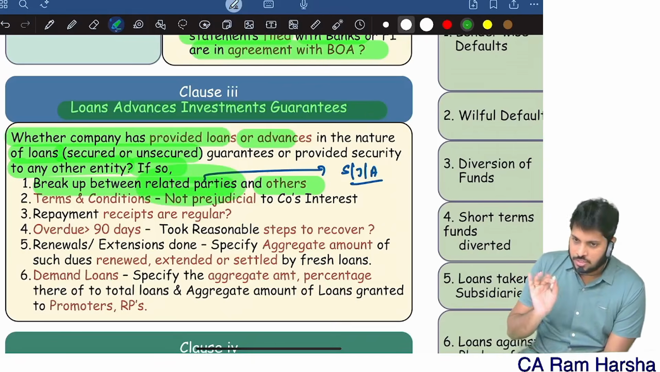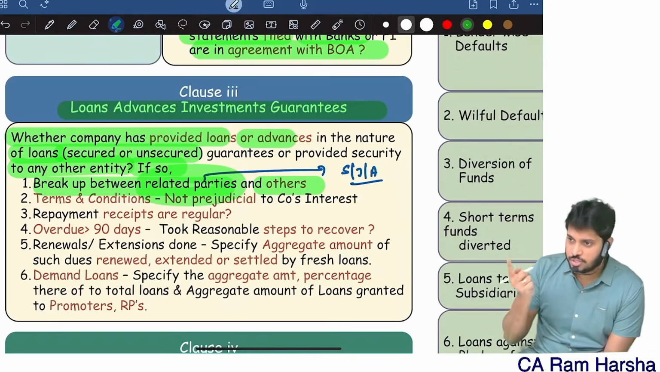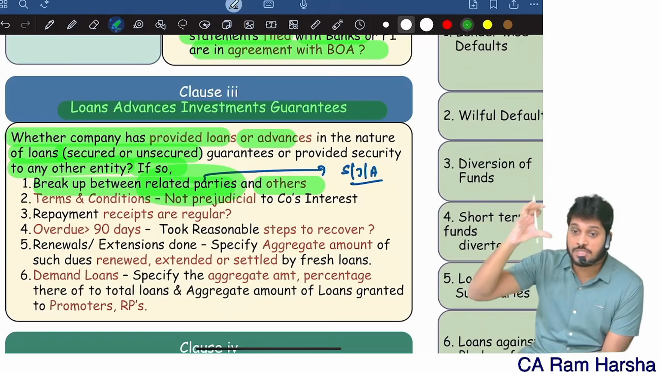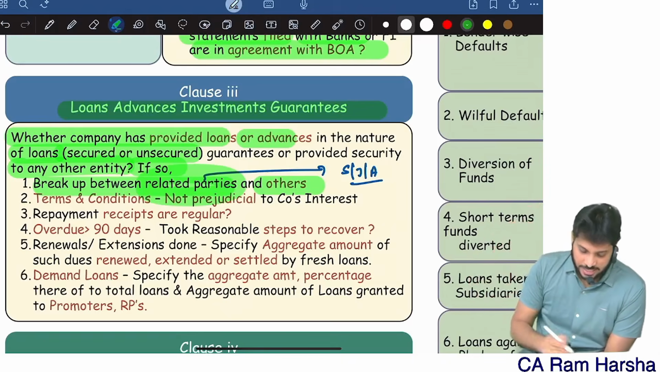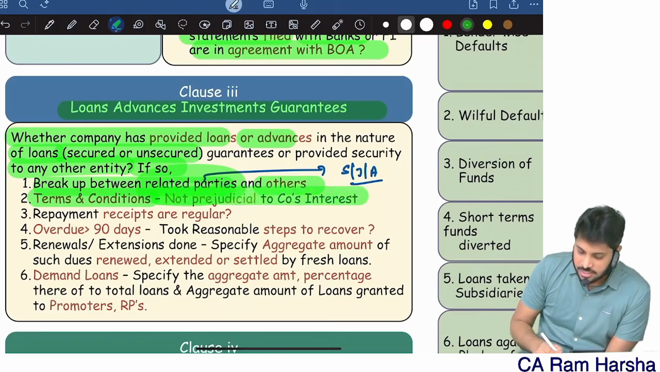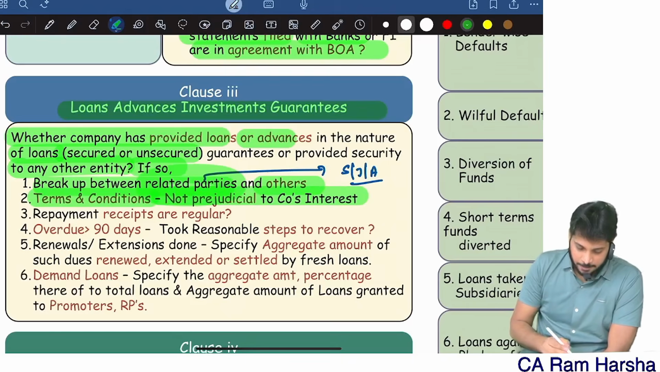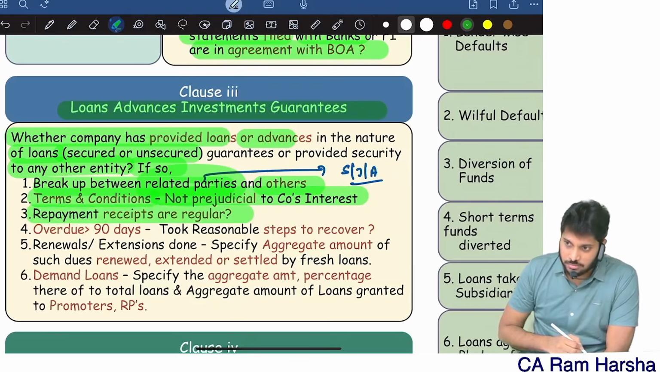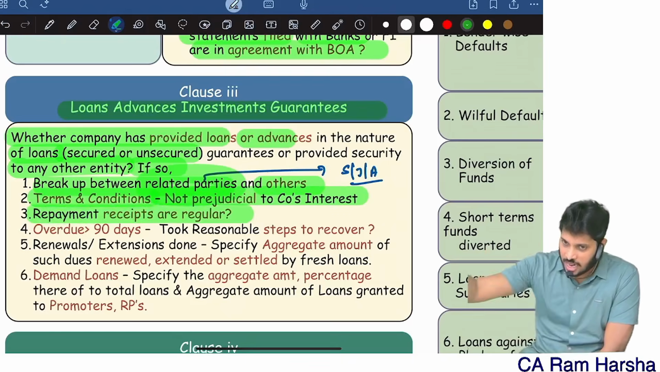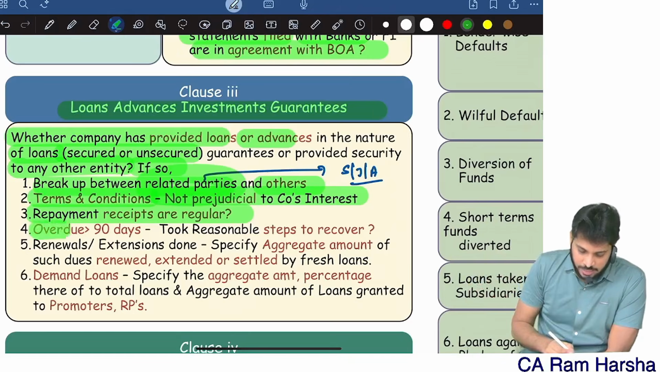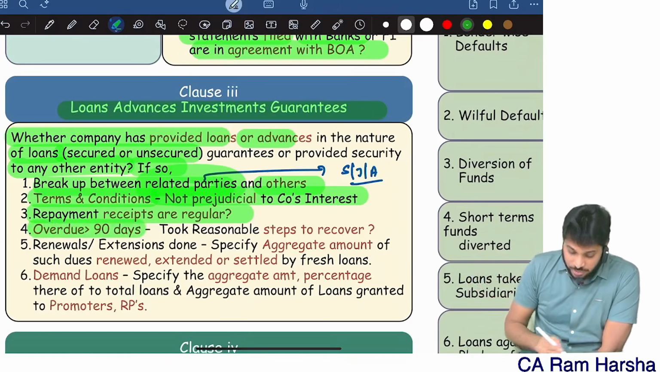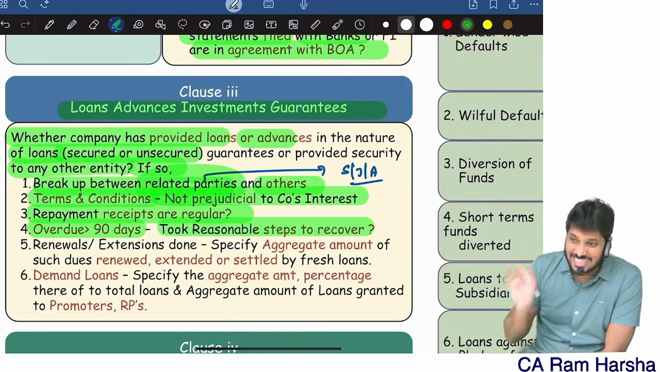Next, the audit: whether the company has given loans and advances to them, you show the breakup. How much amount is given? How much is outstanding at the end? Next, see that the terms and conditions are not prejudicial to the company's interest. See whether they are favorable or unfavorable to the company. See that receipts are regular. Like the company gave a loan, are they recovering regularly? Check out. If any amount is overdue for more than 90 days, check whether the company has taken reasonable steps to recover them or not.